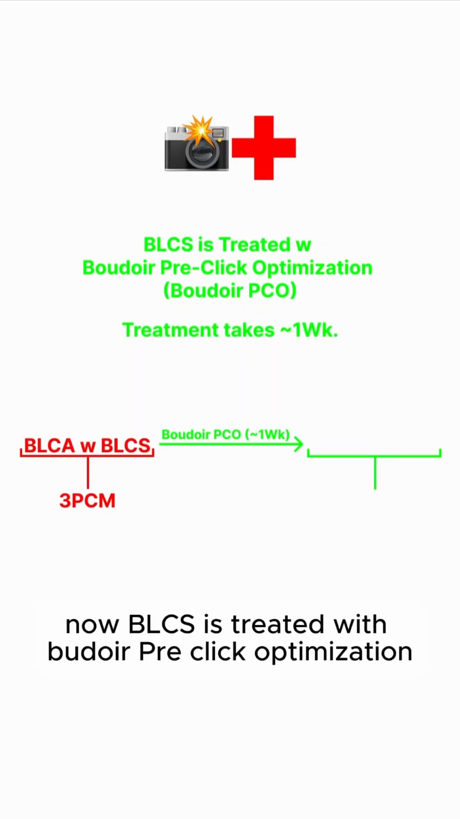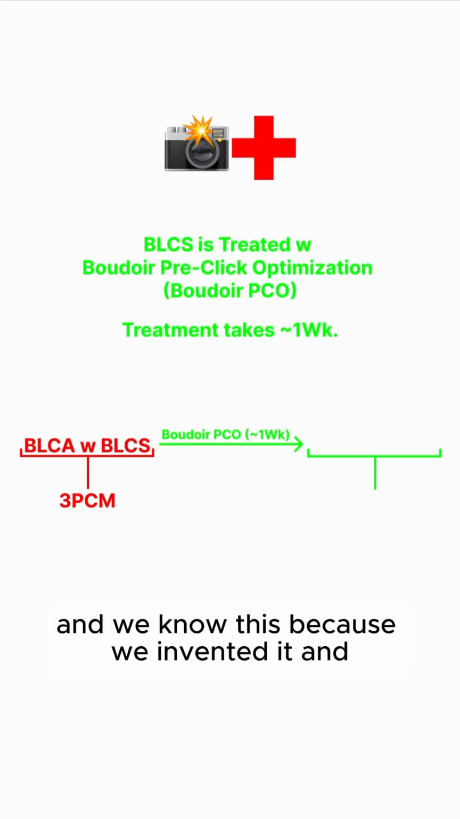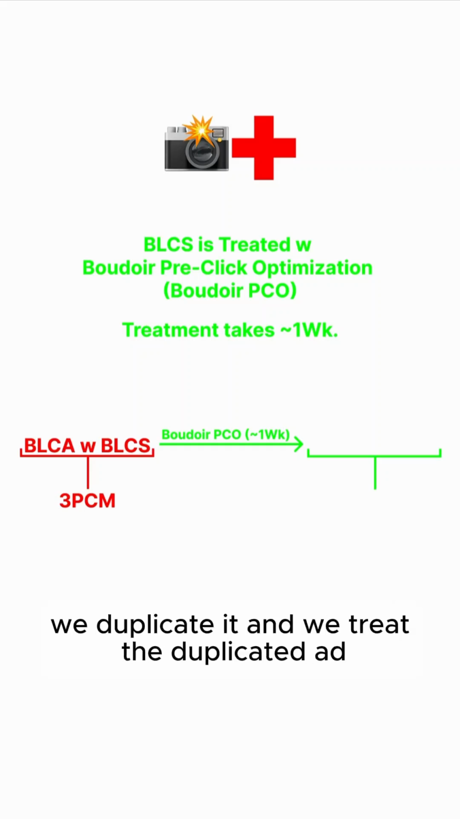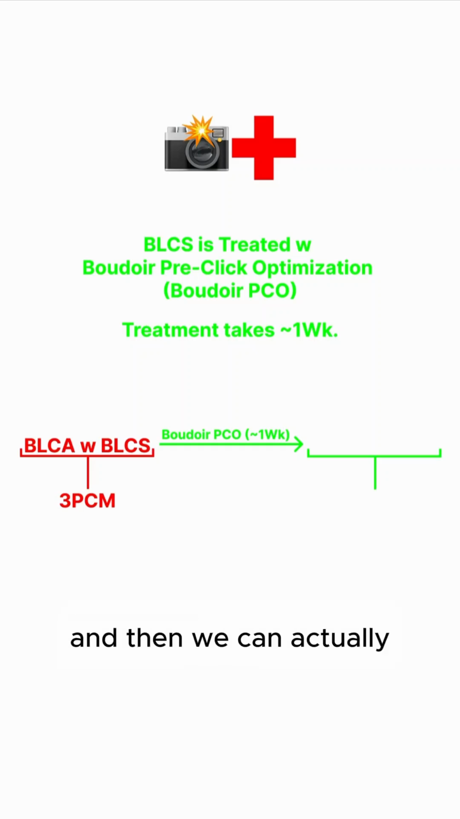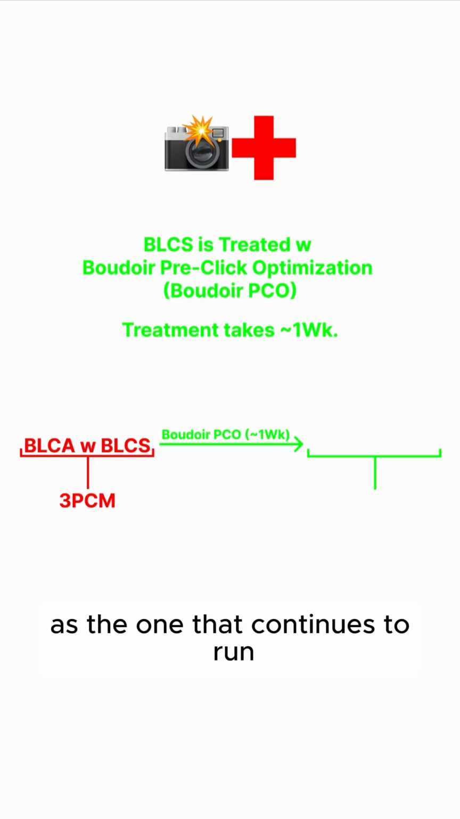Now, BLCS is treated with Boudoir pre-click optimization, aka Boudoir PICO, and treatment takes about a week. And we know this because we invented it. What we do is pretty simple. We leave the original Boudoir Facebook ad, we duplicate it, and we treat the duplicated ad, leaving the original untouched. Treatment takes about a week, and then we're able to choose whichever one has the best metrics at the end as the one that continues to run.